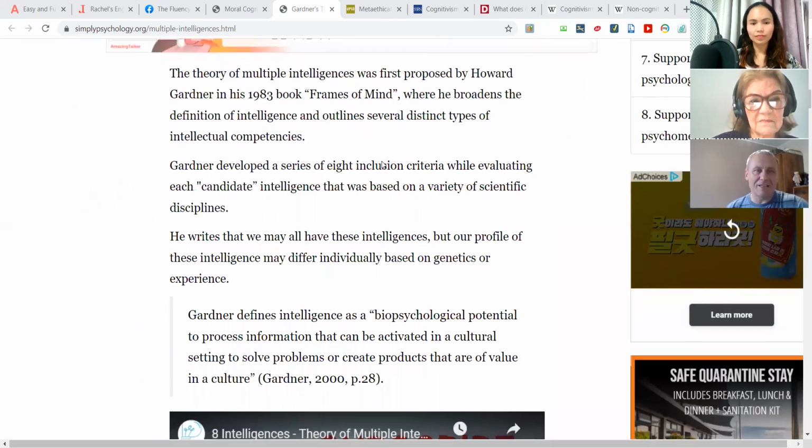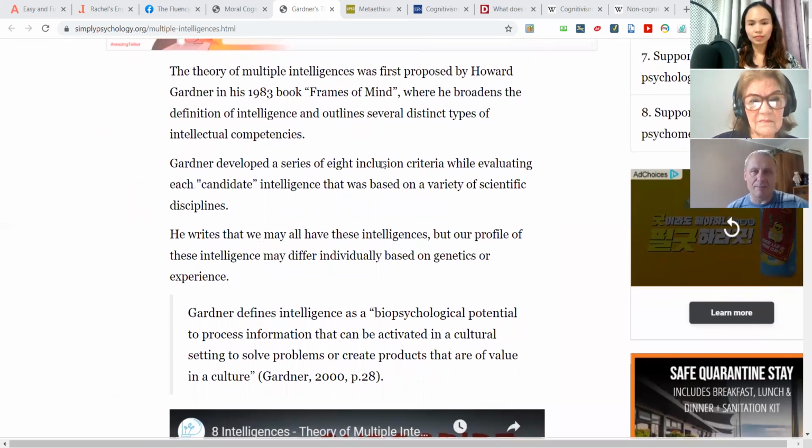Gardner defines intelligence as a biopsychological potential to process information that can be activated in a cultural setting to solve problems or create products that are of value in a culture.